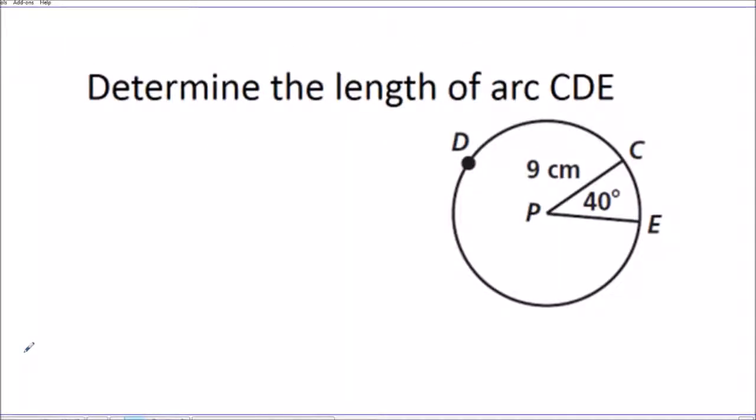One more. And here it is. Folks, try it on your own. Determine the length of arc CDE. All right, y'all, you know the drill. Pause the video and try it, and then hit play, see how you did. Here I go. What I'm going to have here is 320 over 360 times 2 times pi times 9. Calculator time. 320 over 360 times 2 times 9, and I get 16 pi centimeters.